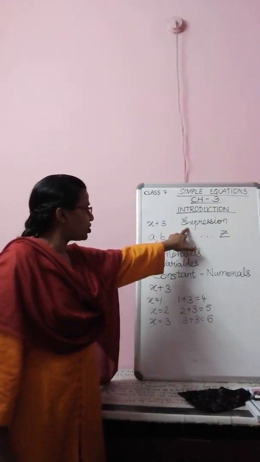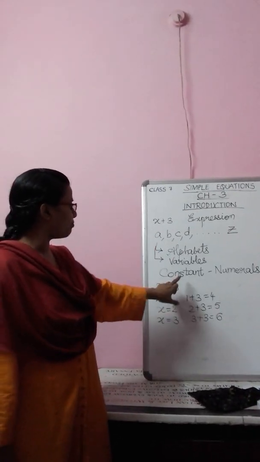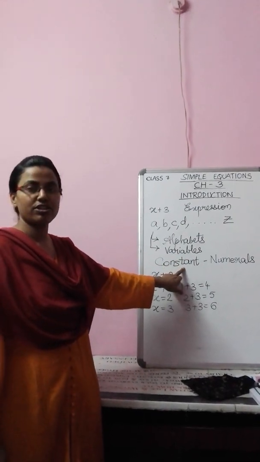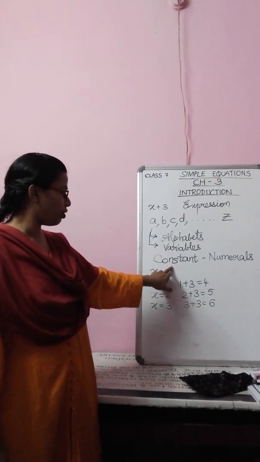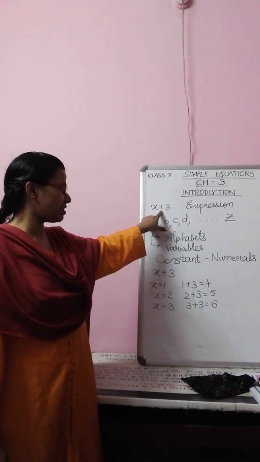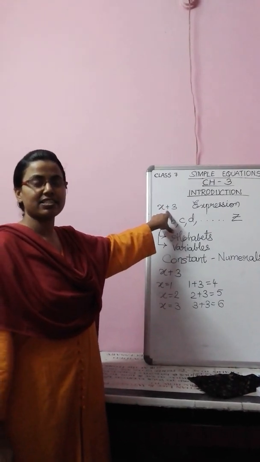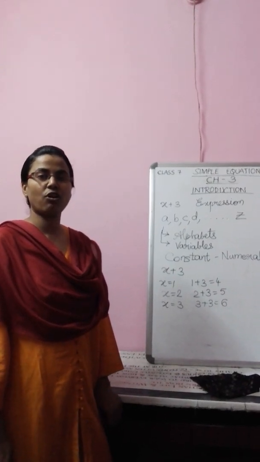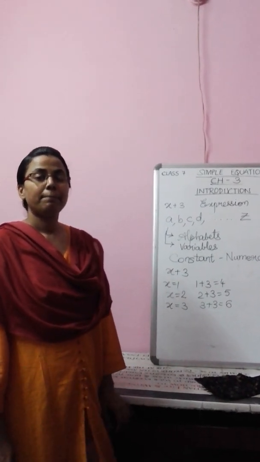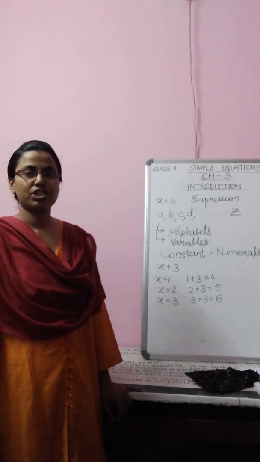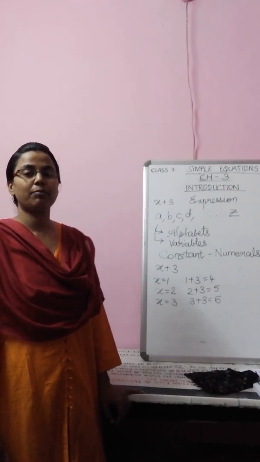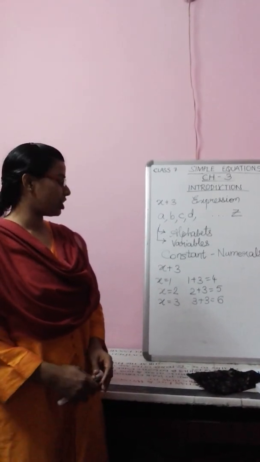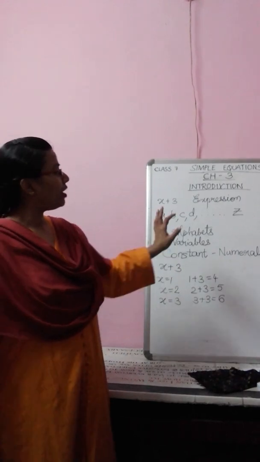So, expression is a combination of variable and constant. Variable and constant. What is this plus then? This plus, minus, multiplication and division, they are all called mathematical operations. What are they called? Mathematical operations.